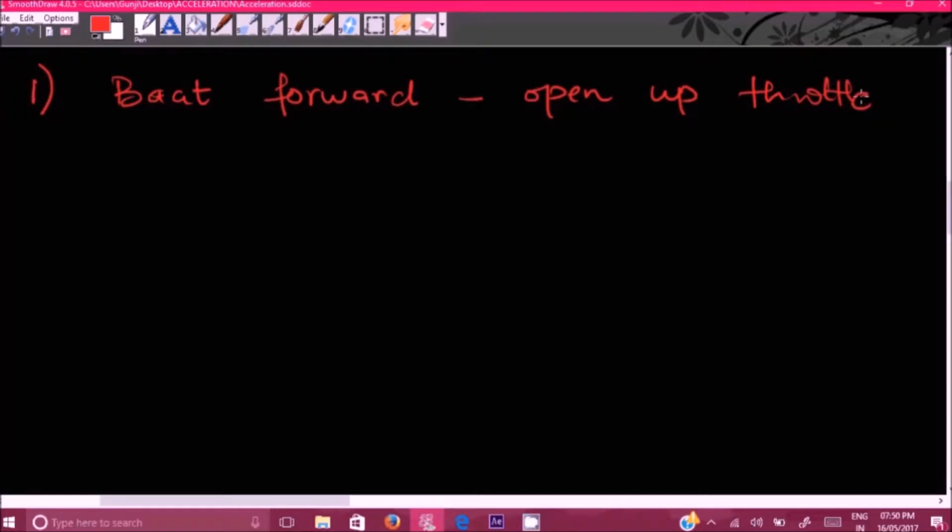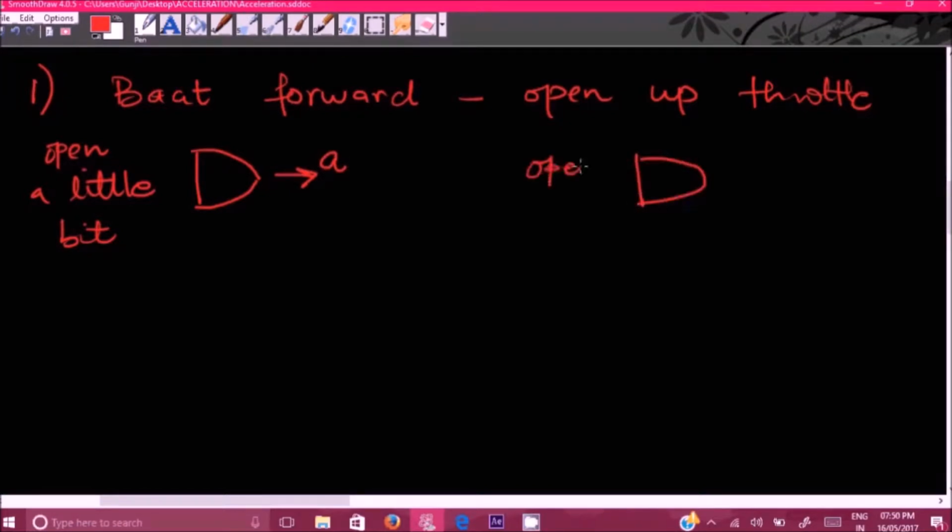The first scenario, if the boat is going in forward direction and you open up the throttle, it accelerates in the same direction you are already going in. The acceleration vector points forward. Suppose this is the boat. You open up the throttle a little bit. There will be some acceleration in the forward direction. If you open up the throttle a lot, there will be more acceleration.